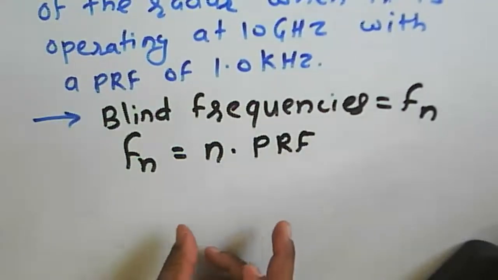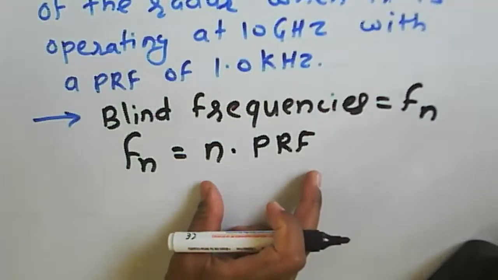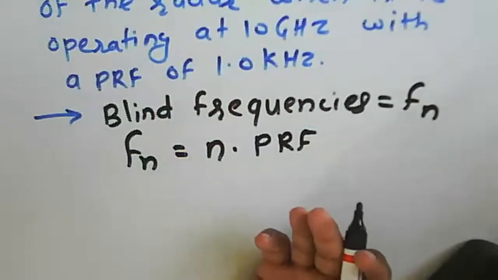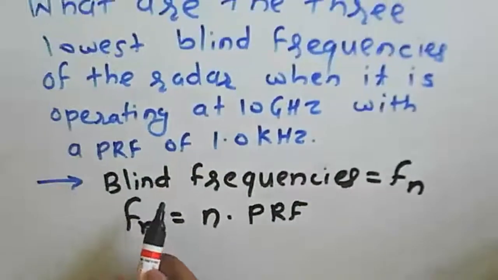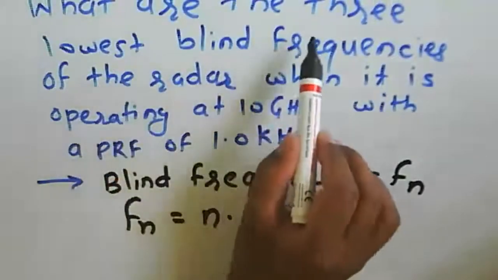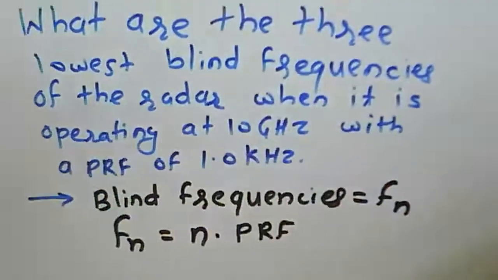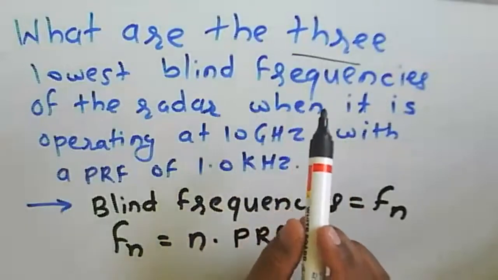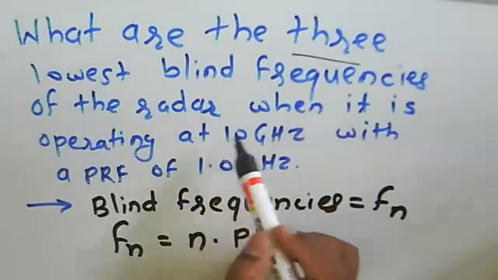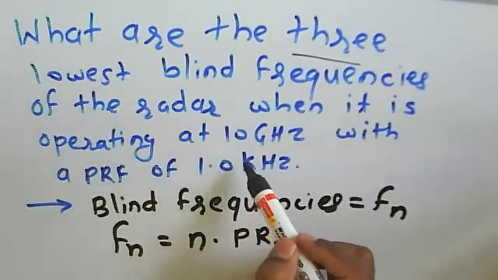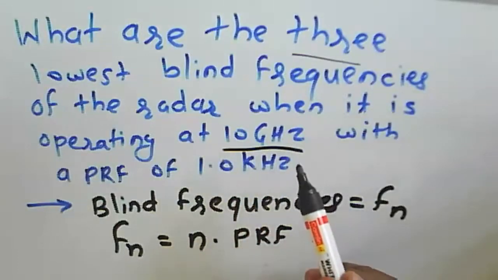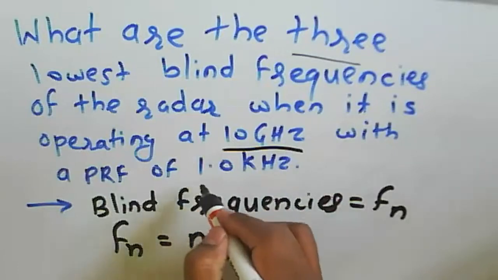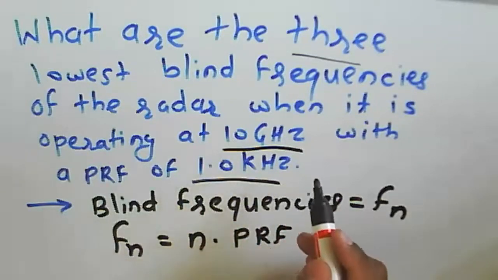Okay, so what will be the PRF now? We can consider how many frequencies we require. The question is: what are the three lowest blind frequencies of the radar when it is operating at 10 gigahertz? That is about your lambda, the wavelength. And the PRF is about 1 kilohertz.